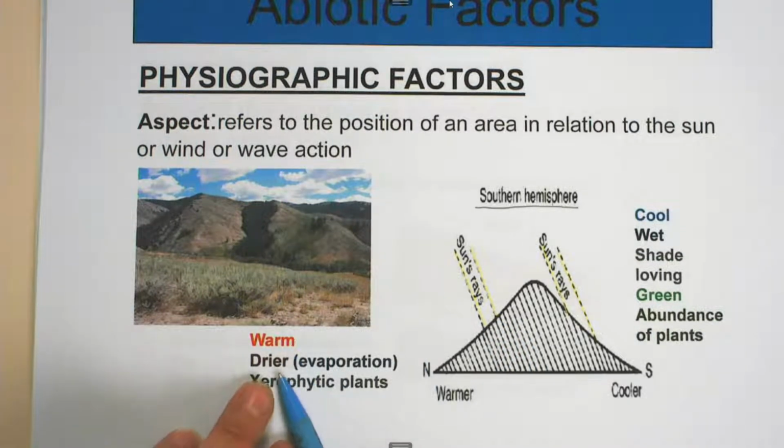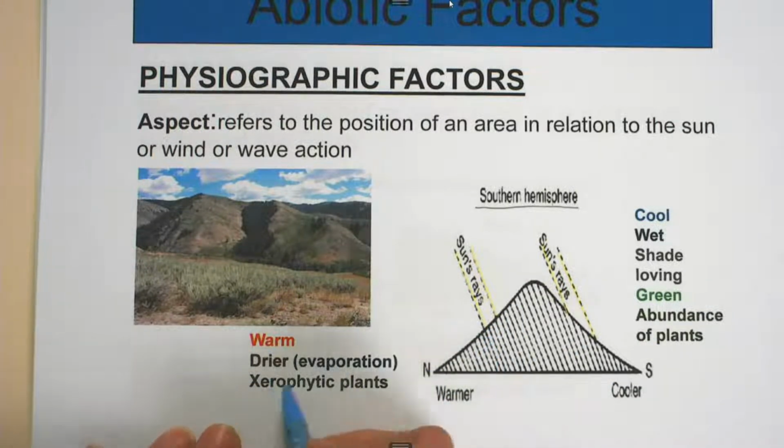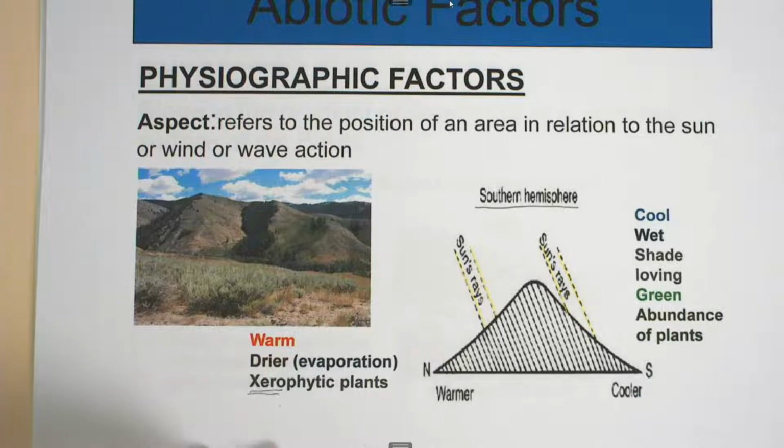This is going to be a warm area. It's going to be a drier area because even though it rains, because it's so hot, the water is going to evaporate. And there we will find many xerophytic plants. Remember, xero doesn't mean they need zero water. It's almost zero. They just need a little bit of water.